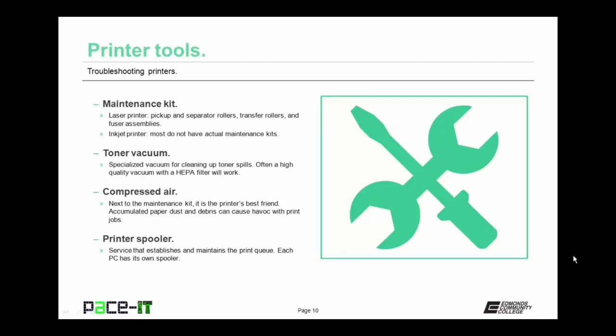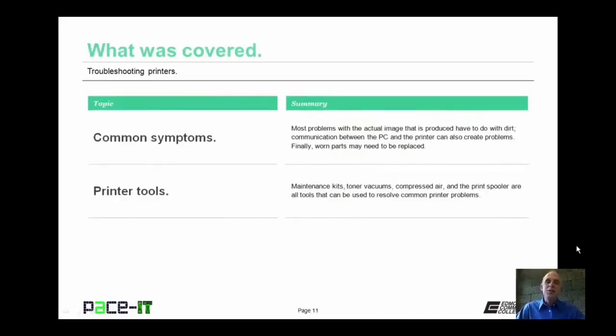Another tool that you can use is the printer spooler. This is a service that establishes and maintains the print queue. Each PC has its own spooler. Now that concludes this session on troubleshooting printers. We talked about common symptoms of problems and then some tools that you can use to diagnose and fix your printer.